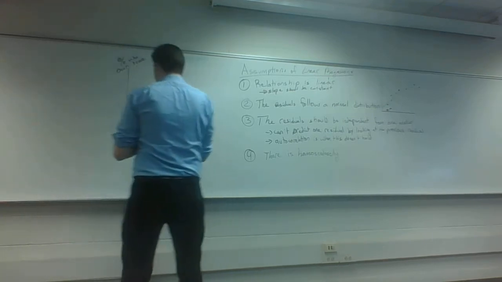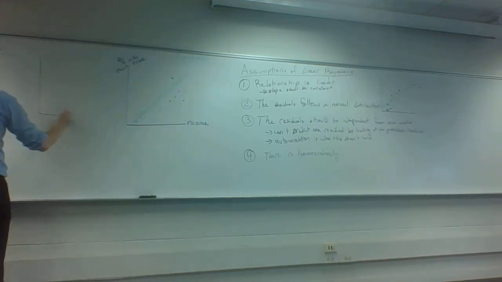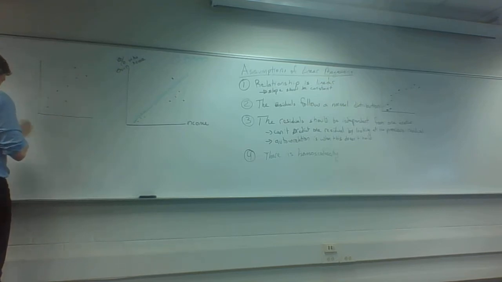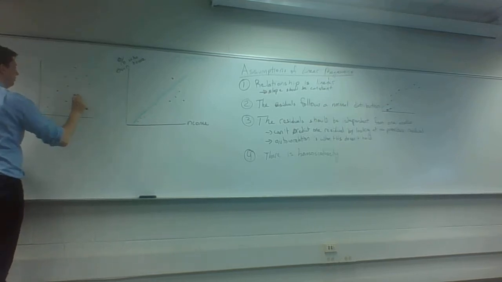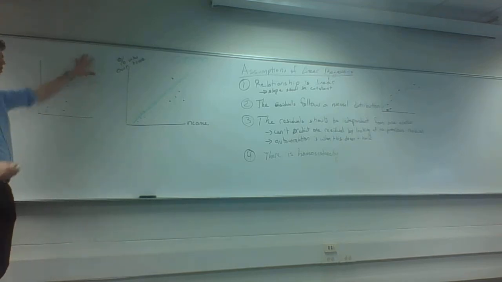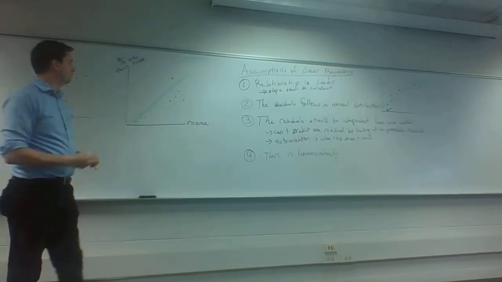Homoskedasticity would be if the dispersion between the observation and the regression line is pretty constant. Not perfectly constant, of course, but at least relatively constant. Oops, I should have drawn it further right. Let's go over here. This is more homoskedasticity. This is heteroskedasticity.